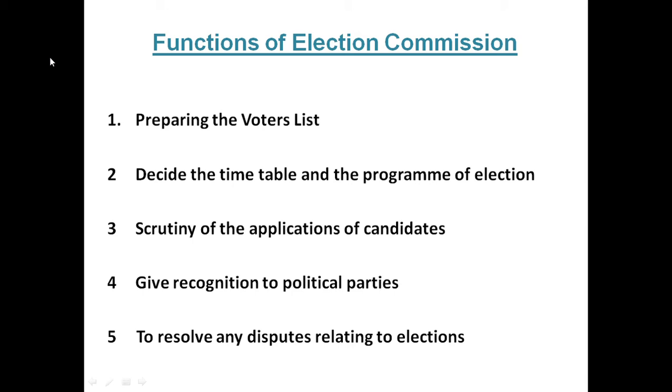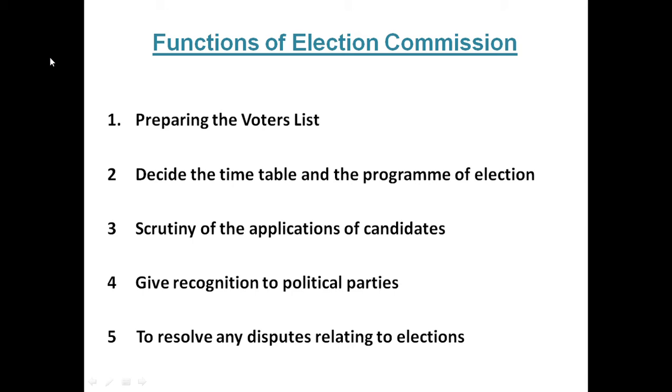The second function is to decide the timetable and the program of election. The Election Commission prepares the election schedule. It decides when to conduct elections and in how many stages to hold elections in every state.